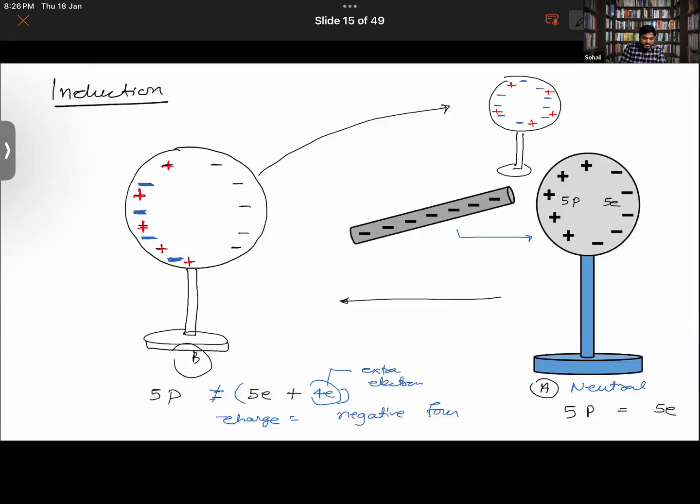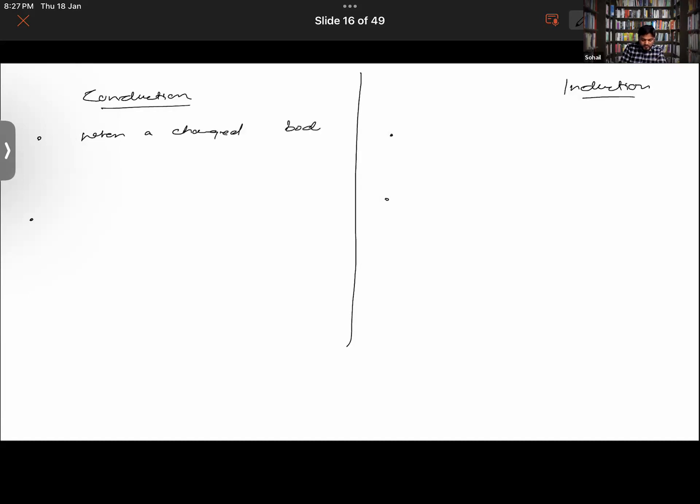Let me write a few points, the different points we studied about conduction and induction. So, conduction and then induction. Guys, in conduction, was there any contact between the two objects? Yes, there was. What did we study in conduction? There was contact between the charged and the neutral body. Exactly. When a charged body was brought in contact with a conductor, and that conductor is neutral, we called it conduction.